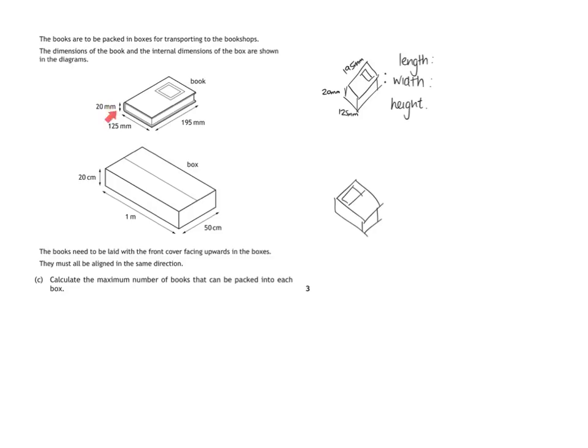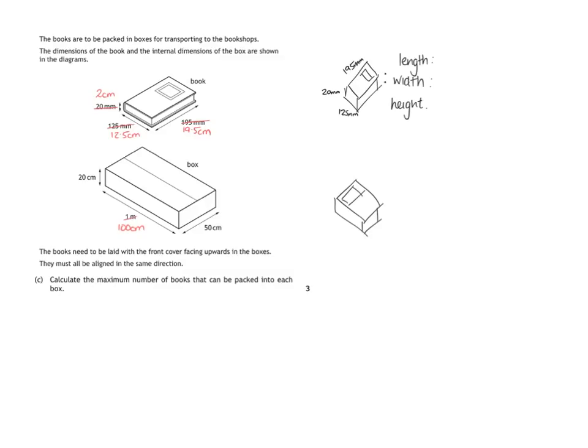So we need to make sure everything is in the same units. We can either put everything into millimeters, centimeters, or meters. Probably putting everything into centimeters makes the most sense. So 20 millimeters is 2 centimeters. 125 millimeters is 12.5 centimeters. 195 is 19.5 centimeters. And the last one that needs changing is my 1 meter, which is 100 centimeters. So now everything is in centimeters, so we are good to go.